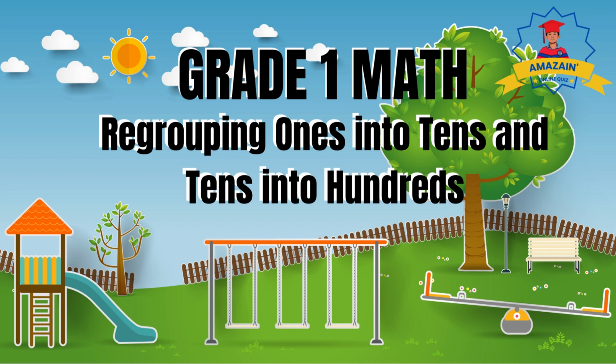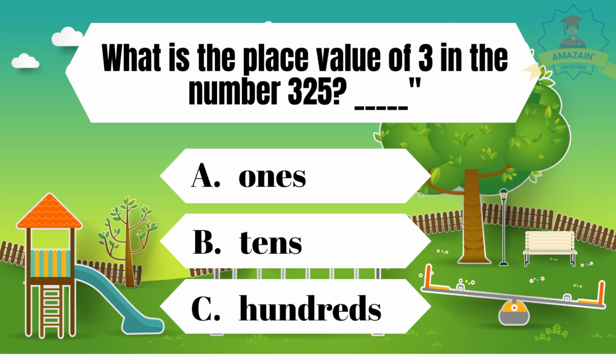Let's review on regrouping ones into tens and tens into hundreds. What is the place value of 3 in the number 325? A. Ones. B. Tens. C. Hundreds. And the answer is C. Hundreds.